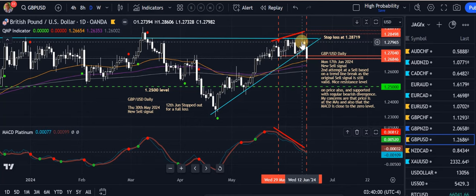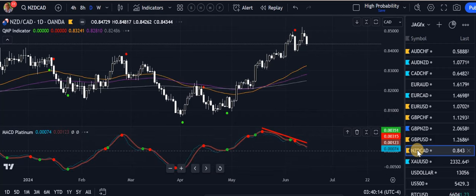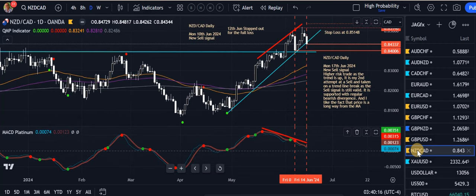Yeah. So this could have kept on going up to the moon. So that's why it's just unlucky. One of those things. So we took a new sell on Monday in the pound USD and stopped out on that sell during the week. And New Zealand CAD is probably pretty much the same.